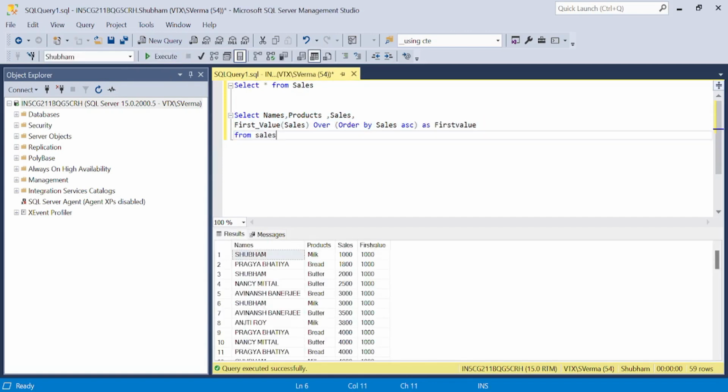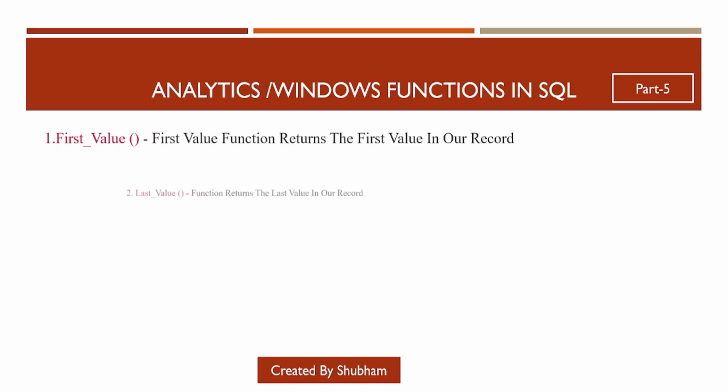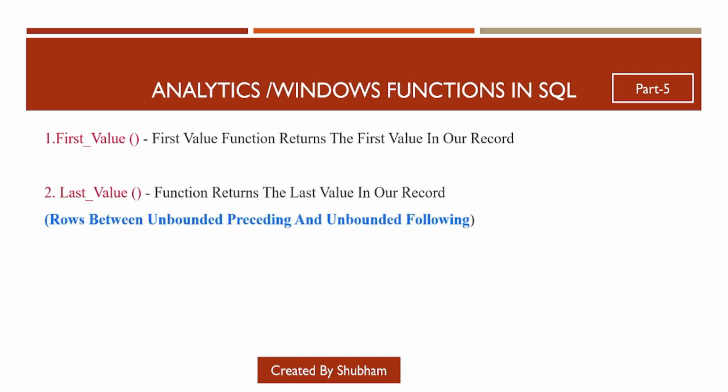And now let's jump into another SQL function. Our next function is LastValue. As we have already seen, with the help of the FirstValue function we can also calculate the last value. But if you don't want to use the FirstValue function for calculating the last record, you can use this LastValue function with the rows between unbounded preceding and unbounded following keyword. This keyword is mandatory to calculate the last value. So let's see how we can apply the LastValue function with it.